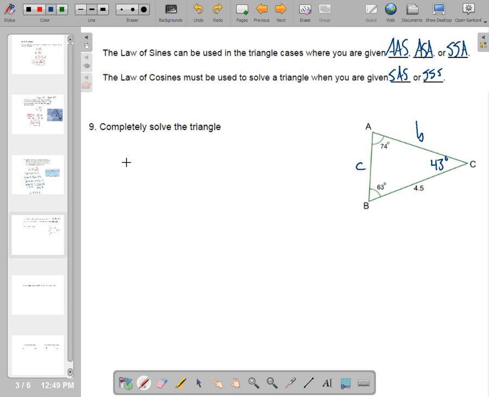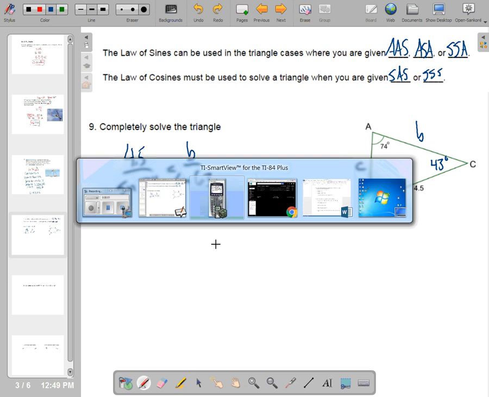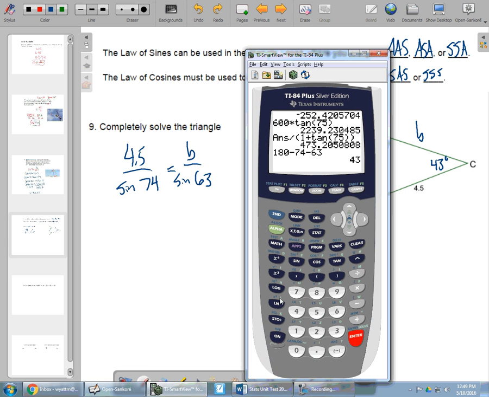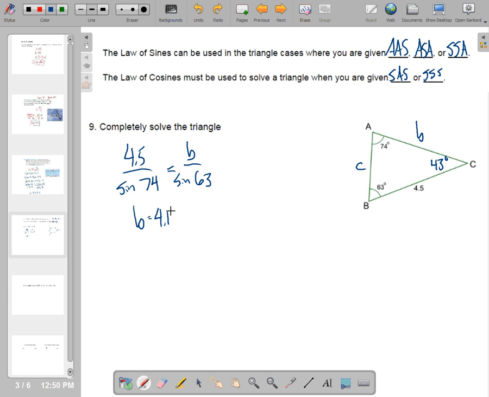It's little a, which is 4.5, over the sine of angle A, 74. And that equals, let's find B first. Little b over the sine of angle B, which is 63 degrees. All I need to do is cross multiply: 4.5 times the sine of 63, and then divide by the sine of 74, which is 4.17. So B is 4.17.